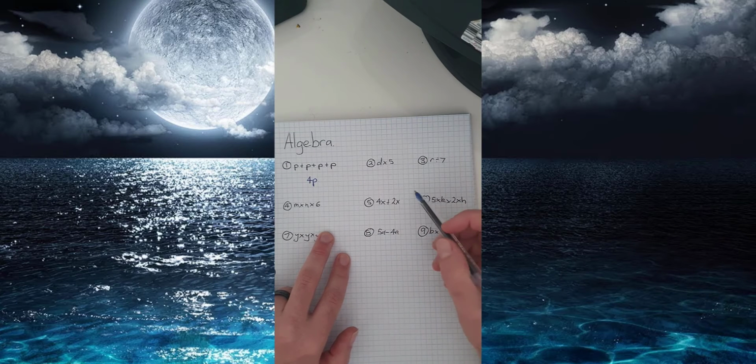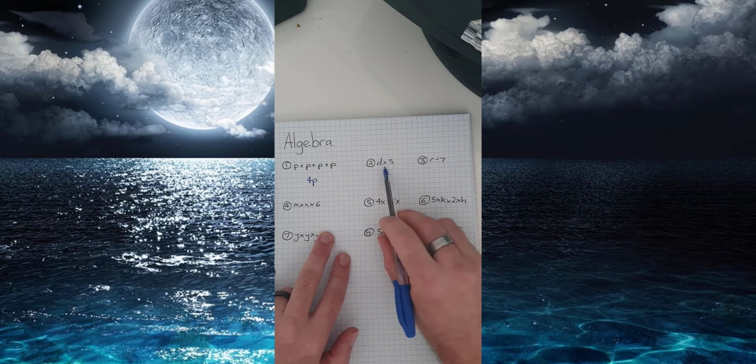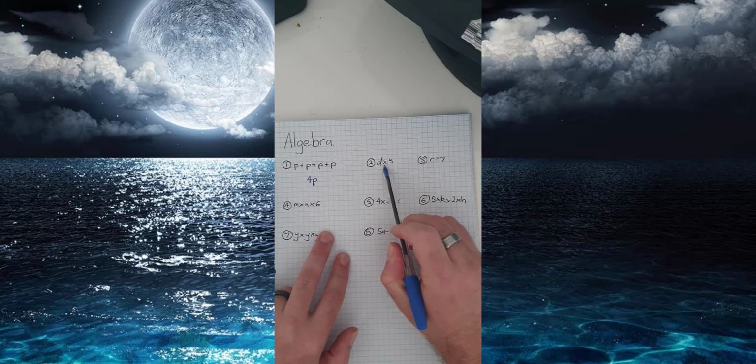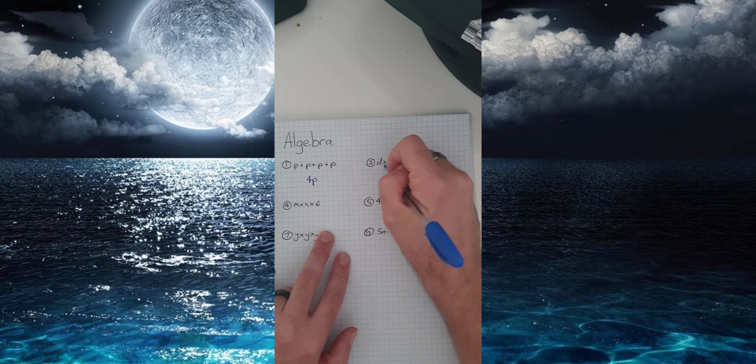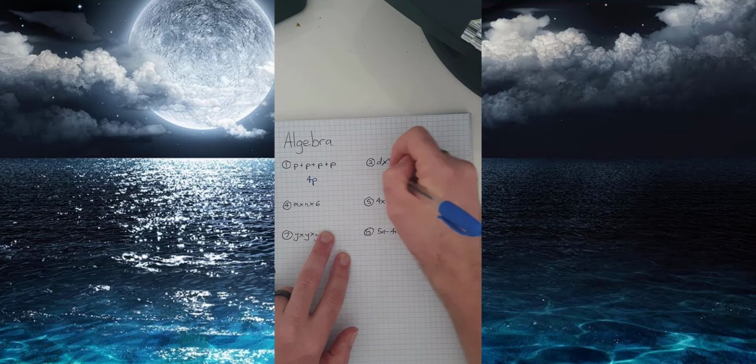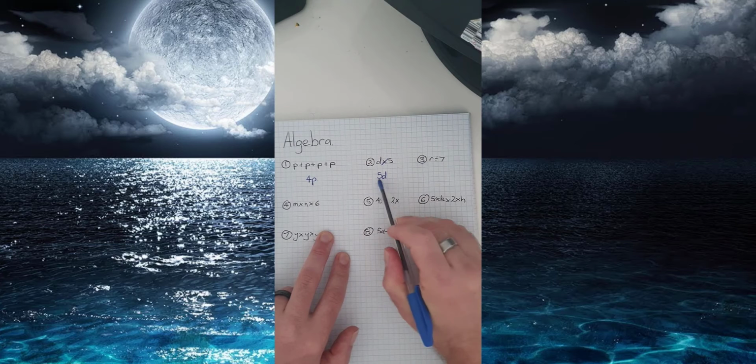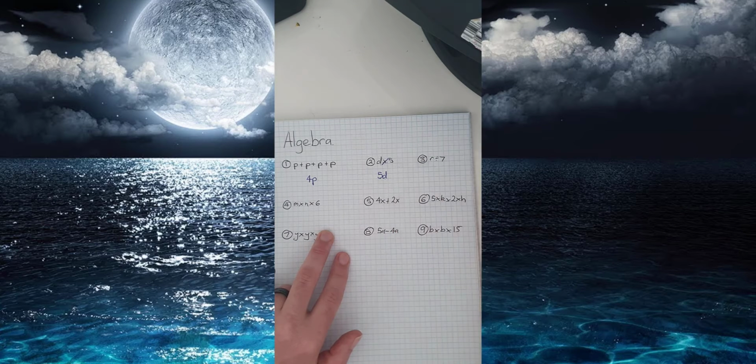Now, because this corresponds to our second rule, our first rule, we never ever write the multiplication sign. So we're going to get rid of that, and we're going to write 5d. Remember, the number always comes first, followed by the pronumeral. Okay, now if we ever saw that 5d, we know that that is 5 times d.